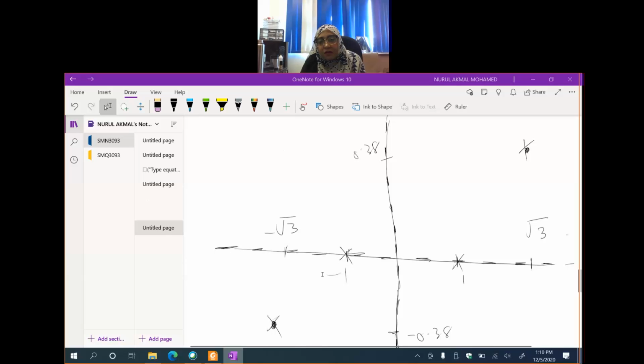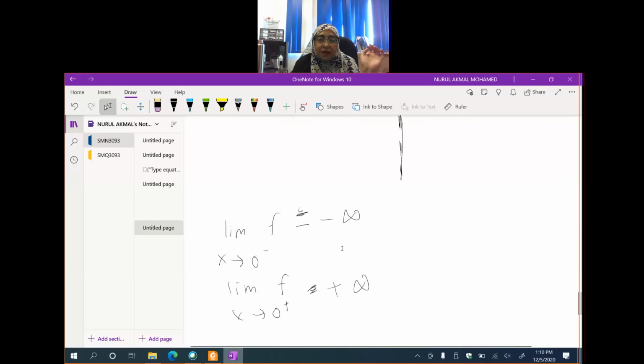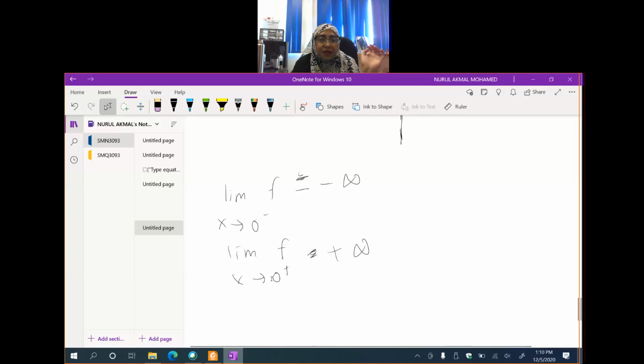We have horizontal asymptotes at x equal to 0. So it means that for the endpoint behavior, it should come from here, doesn't it? It's coming from here, from negative infinity. And then we know that the limit of f as x tends to 0 from the left is negative infinity. Is this correct?